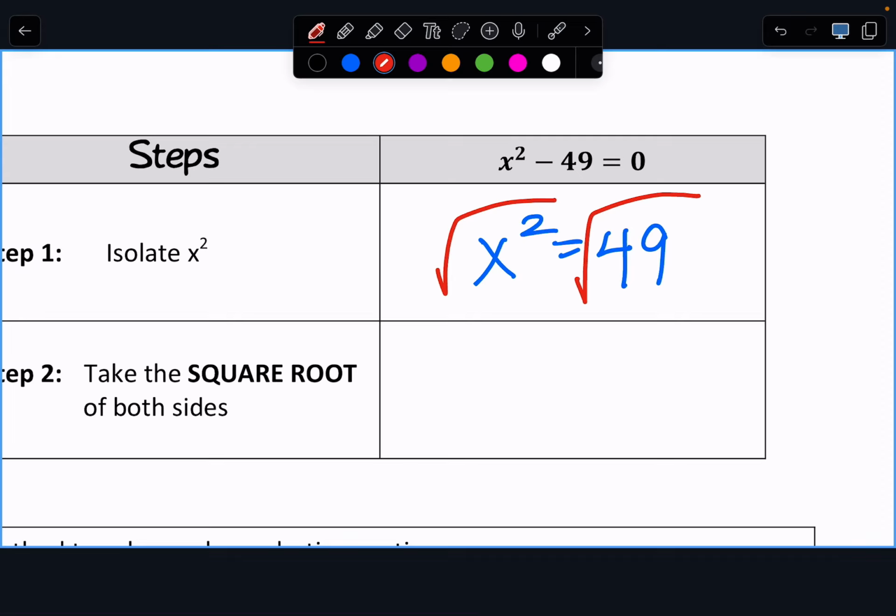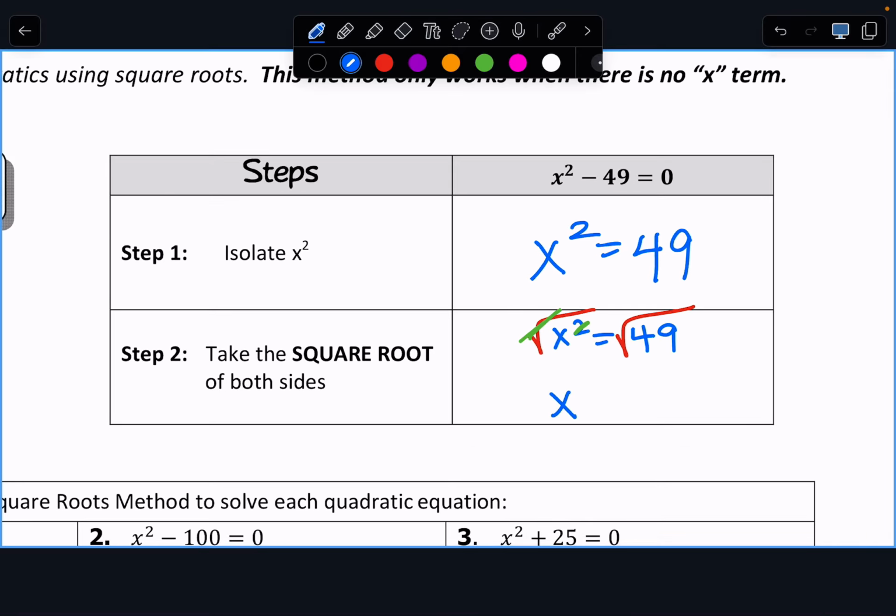And then this, you know what I'm going to do? I'm going to do this. X squared equals 49. We're going to square root both sides. The square and square root cancel each other out. Now, here's the trick though. When we take the square root of both sides, yes, the square root of 49 is 7, but since the square root undid the square, we technically have a positive or a negative 7.